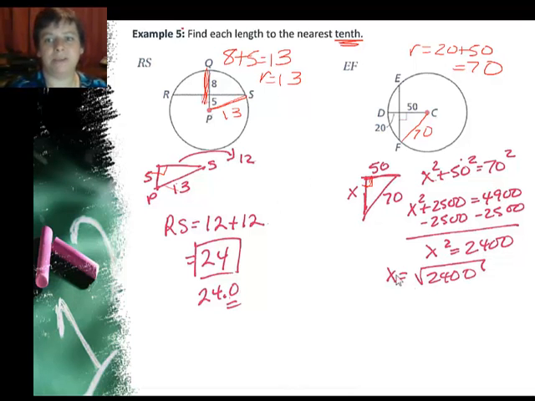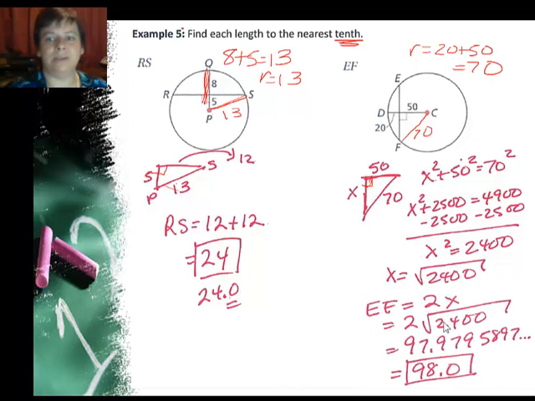Now you could make this number look a lot simpler, they call it simplify the radical, pull out the square roots. But it's not going to really get you that much different of an answer. So I'm going to go ahead and just keep that as x. And I want to find EF. Well, EF is 2x's. So I just do 2 times the square root of 2,400. My calculator gives me a big, long number. I want to go to the tenth, which means my whole answer comes out to 98.0.